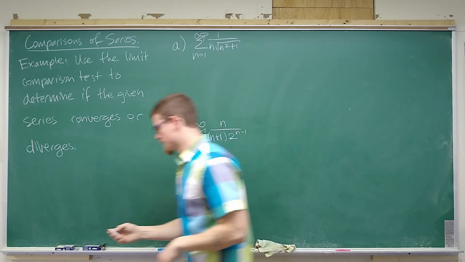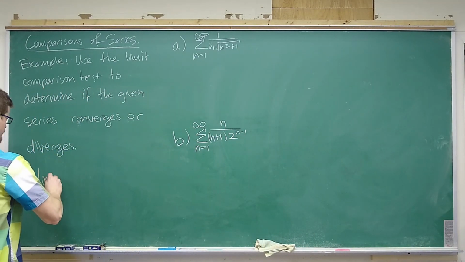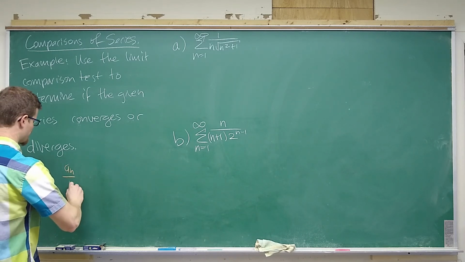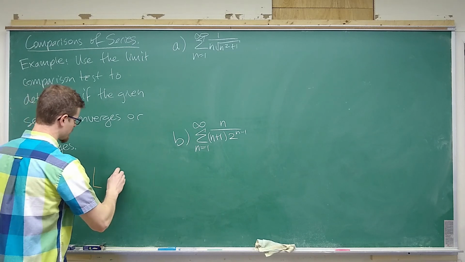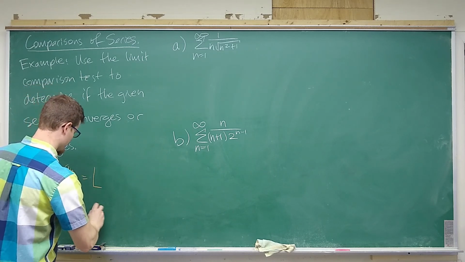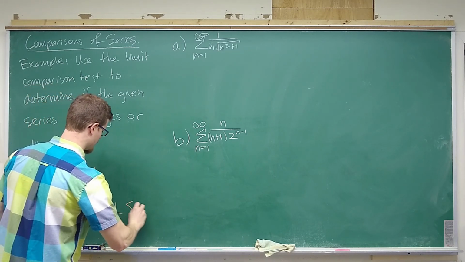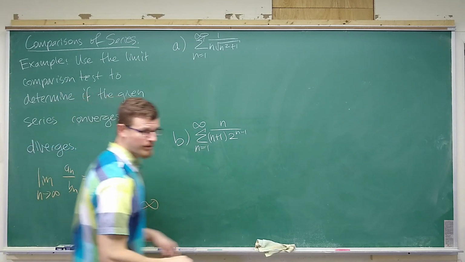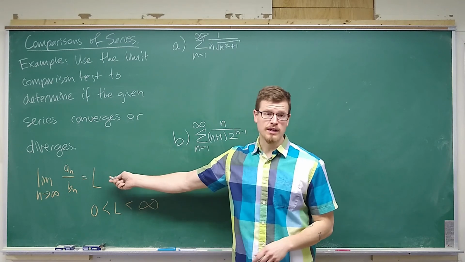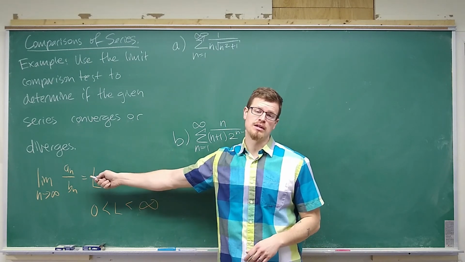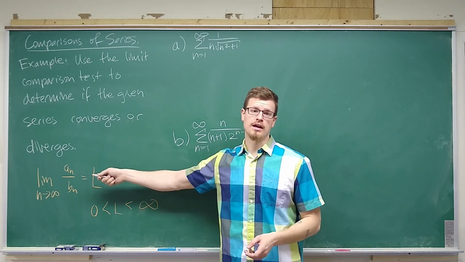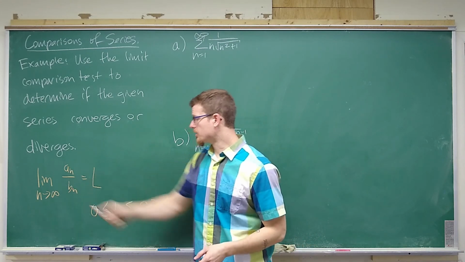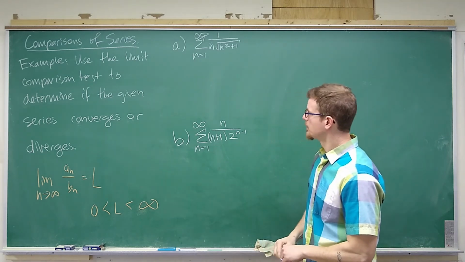Again, if we have the limit as n goes to infinity of a(n) over b(n) is equal to some number, where that number is greater than 0 but less than infinity, then we can conclude that both a(n) and b(n) converge, or both a(n) and b(n) diverge. That is, the series of those terms.